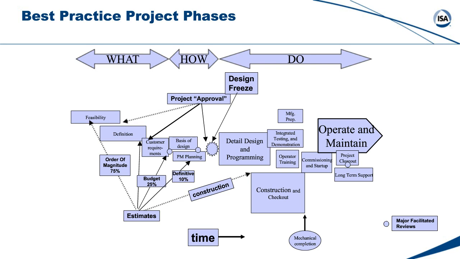This would include the basis of design. Once the basis of design is complete, the design freeze milestone becomes a signal to begin what we call the do phases, which include detailed design, testing, and construction. The relative size of the task blocks in this diagram are approximately in proportion to the size of the effort needed to complete each task.